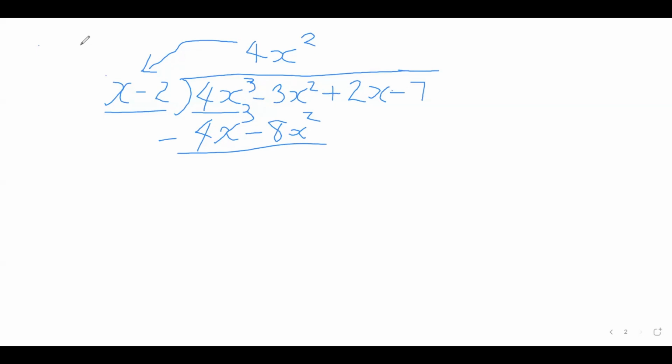So 4x cubed minus 4x cubed is 0. -3x squared minus -8x squared. This becomes a plus because we're minusing twice. So this becomes a plus. So now it's really saying 8x squared minus 3x squared, which will become 5x squared. So it'll be plus 5x squared. And we're simply going to bring this down. So we're going to bring down 2x. And then we're going to bring down the -7.